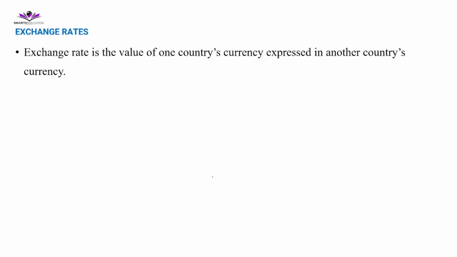Welcome back. Let's do exchange rates. What is an exchange rate? Right, an exchange rate is the value of one country's currency expressed in another country's currency.